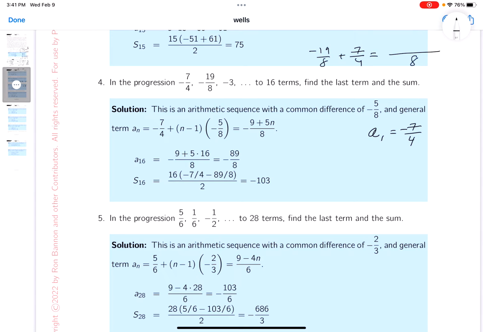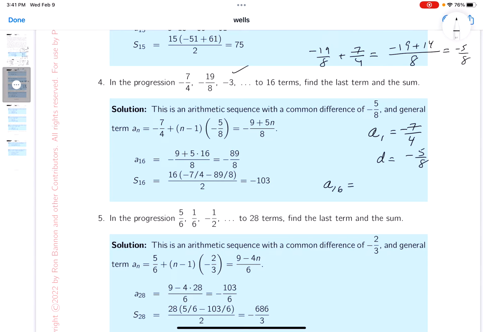Common denominator would be 8. That would be minus 19 plus 14, which would be minus 5 eighths. So I'm going to say that D is minus 5 eighths. All right? Now let me see if that's true. I'm going to see if I took the minus 5 eighths, added it to the minus 19 eighths, that would be minus 24 eighths. Yeah, minus 3. Looks pretty good. Now what I want to do is write down A16.